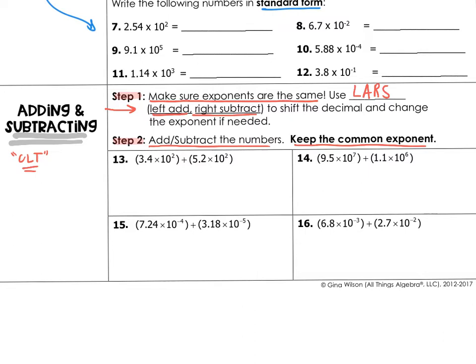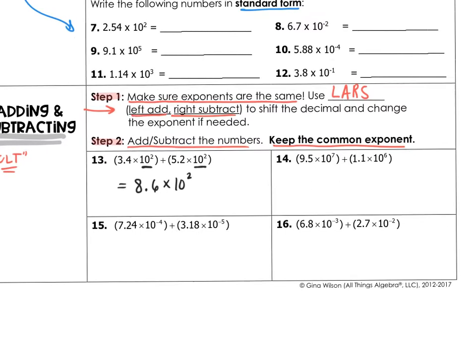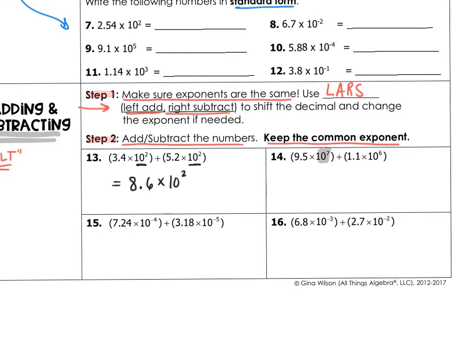In this first example, they already have the same power of 10. So we can just combine them to say that there is 8.6 times 10 to the second. So 3.4 times 10 to the second plus 5.2 times 10 to the second is the same as 8.6 times 10 to the second. But in number 14, they have the same base 10, but they don't have the same exponent.